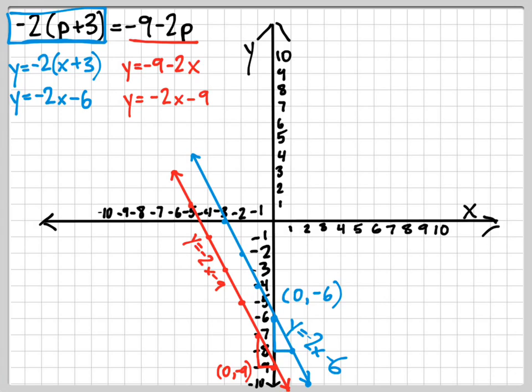Also, I should label my slope triangle on each. This slope triangle goes down 2 over 1. And this slope triangle also goes down 2 over 1.